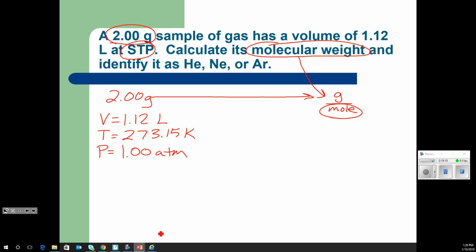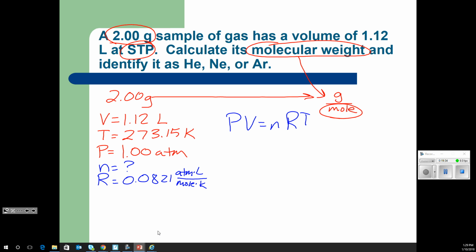Can I find moles using PV = nRT still? Because if I don't know n, but I do know R, then I have everything to put into that to figure it out, right? So here I'm solving for n and divide both sides by RT. So n is equal to PV divided by RT.